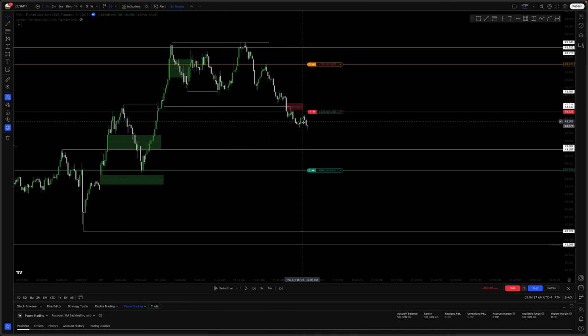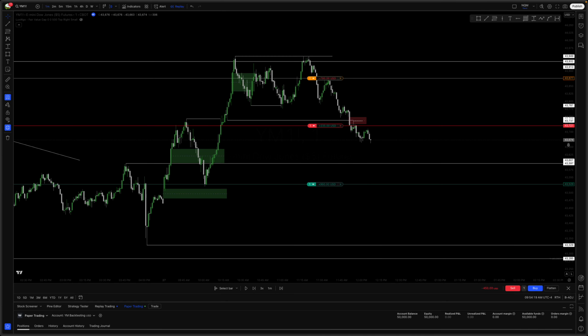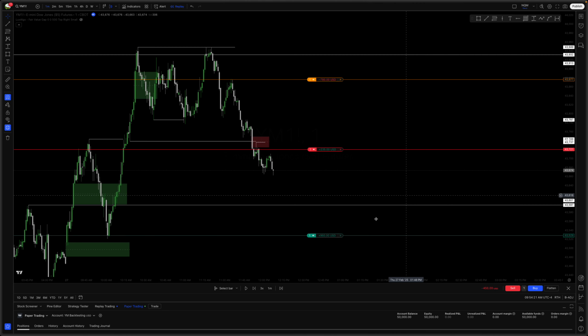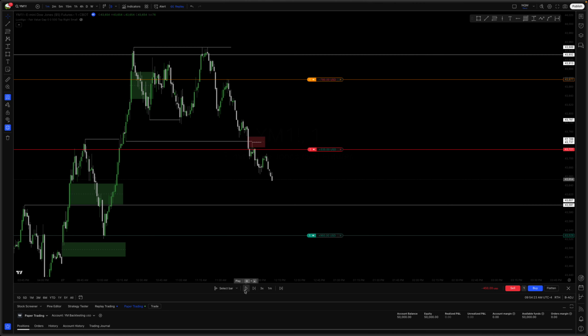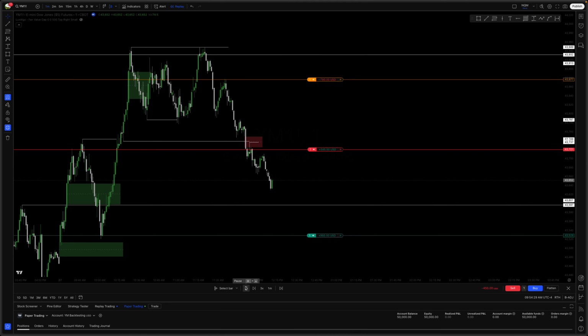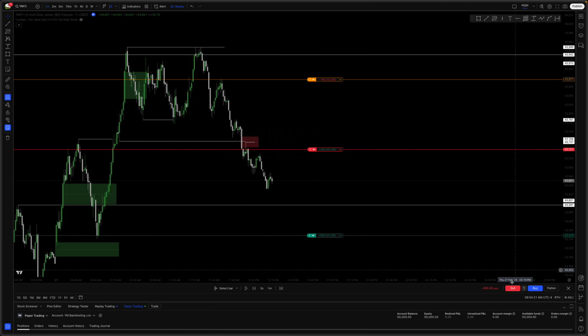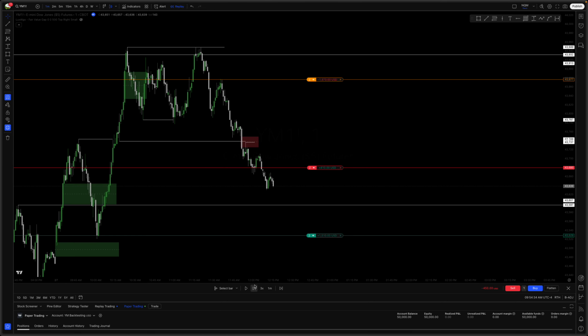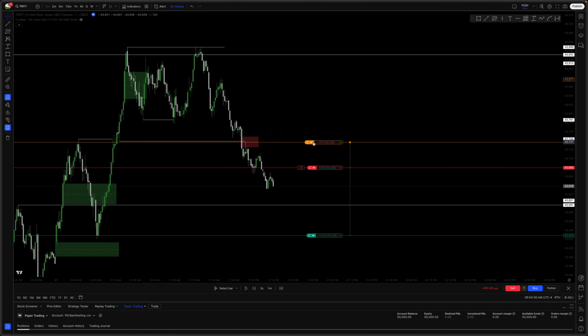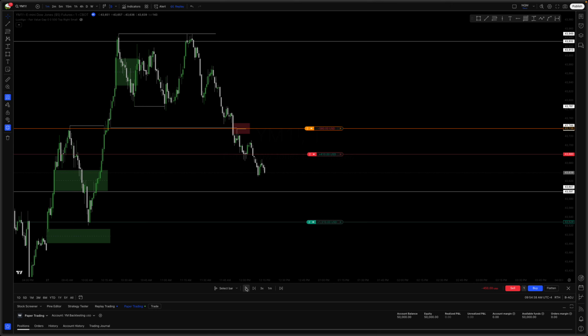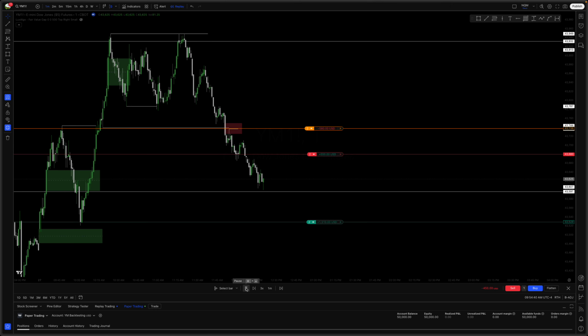That does not look good, but we inversed that right back. So not too much of an issue for me as of now. There is a volume imbalance here. If it comes back, I'm gonna add here. And stops up here. Keep going to the lows.